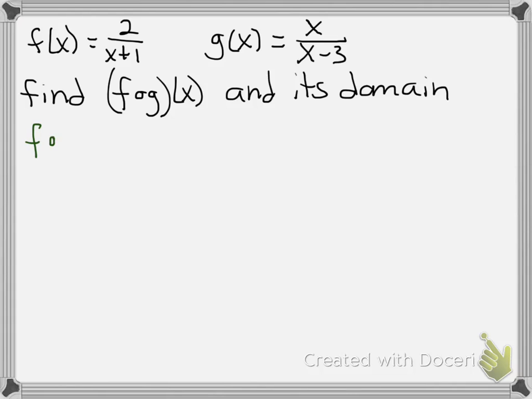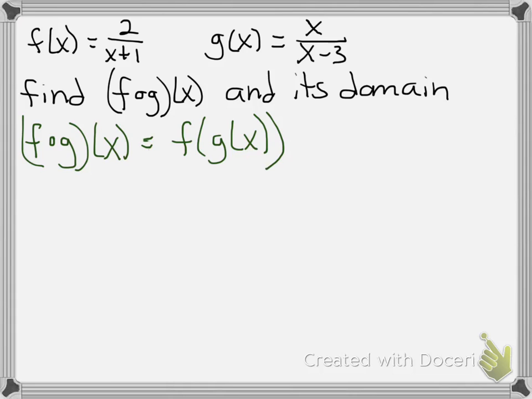So this f composed of g of x, that notation means f of g of x, just like this. So I'm going to replace that g of x that we've got. So this will turn into f of x over x minus 3. All right, so what that's talking about next is you're going to take everything that you see inside these parentheses, and you are going to replace the x inside of my function I've called f of x. So that's what that notation there means.